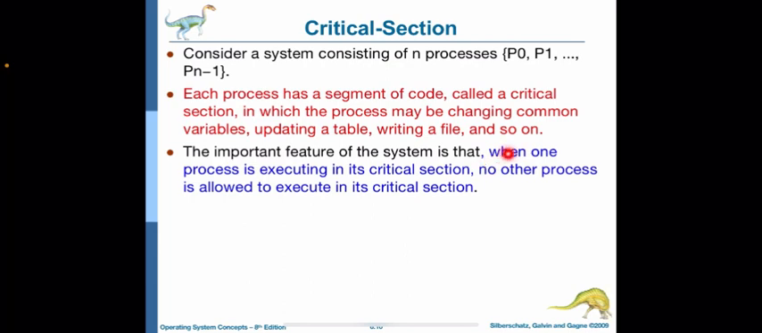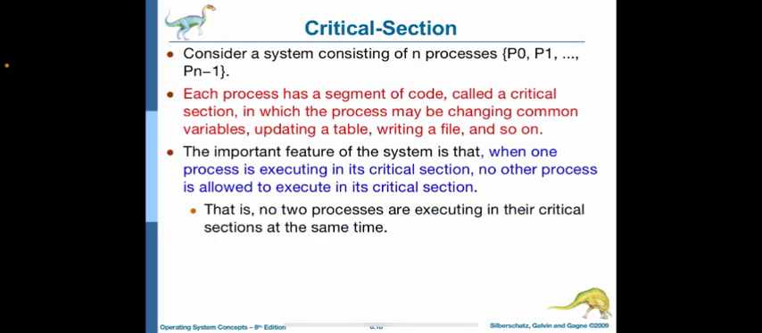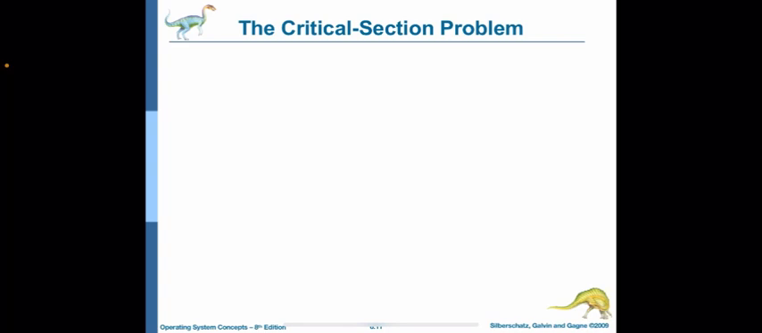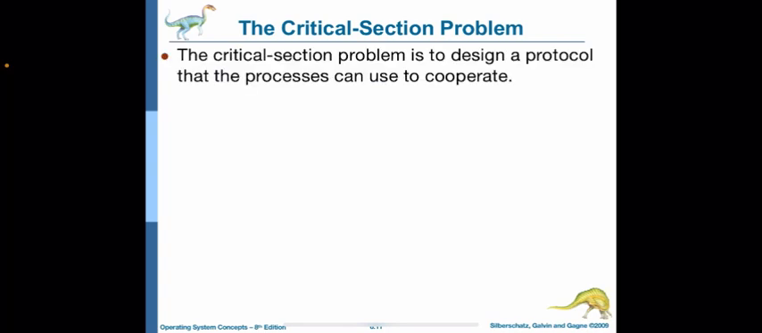That means when one process is executing in its critical section, no other process is allowed to execute in its critical section. That is a thing to be ensured by the operating system. So let us define the critical section problem. The critical section problem is to design a protocol that the processes can use to cooperate. So we have to implement some protocol so that if we use that protocol in the system, two different processes never create inconsistency in data manipulation.